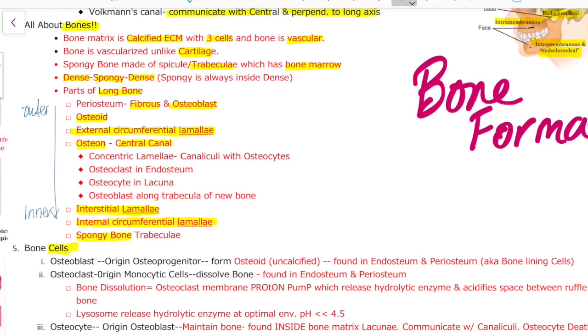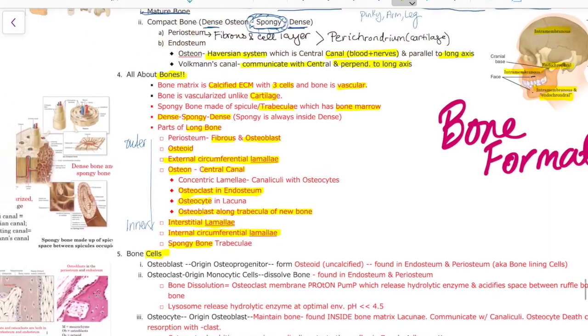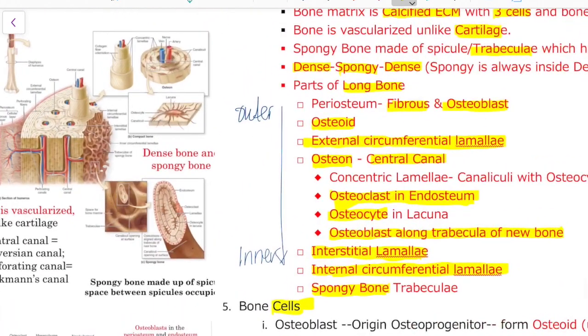You will find osteocytes and osteoblasts in both the periosteum and endosteum. Osteoblasts, usually, you find them along the trabeculae of new bone. And then osteoclasts are always found in the endosteum. So let's look at a picture to better understand this.